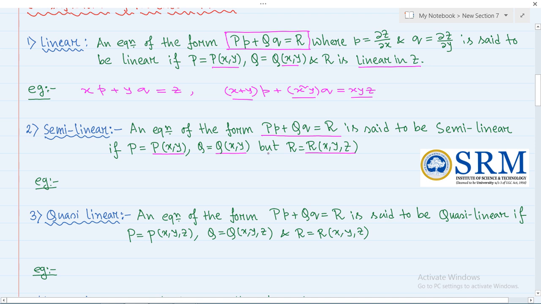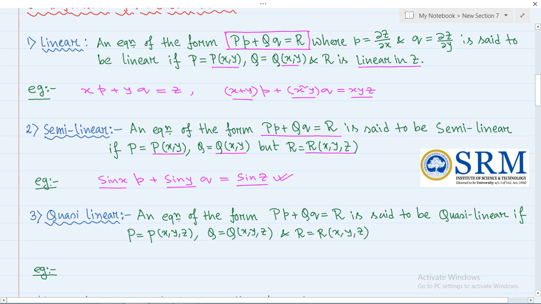Suppose I take an example: sine of x into small p plus sine of y into small q equals sine of z. What we can see here is that the coefficient of small p is a function of x and y, the coefficient of small q is a function of x and y, and capital R is a function of z. For linear it should be linear in z, but in semi-linear that restriction over z is relaxed. That is why it comes under the category of semi-linear equation.